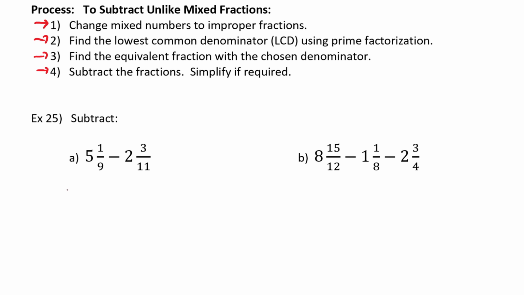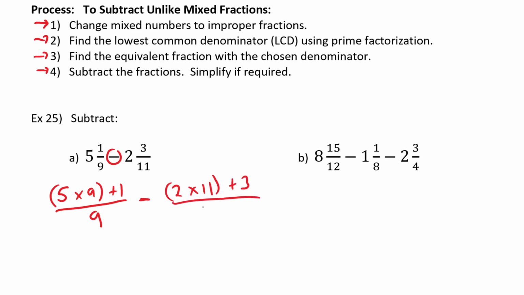So let's convert our first fraction. Let's now convert 5 and 1/9 over to an improper fraction. We take the whole number, multiply by the denominator, and add to it the numerator. Place it all over the original denominator. The negative sign, I'm going to put that here. I'm going to convert 2 and 3/11 to an improper fraction. So we have 2, the whole number, times the denominator, plus 3 over 11.